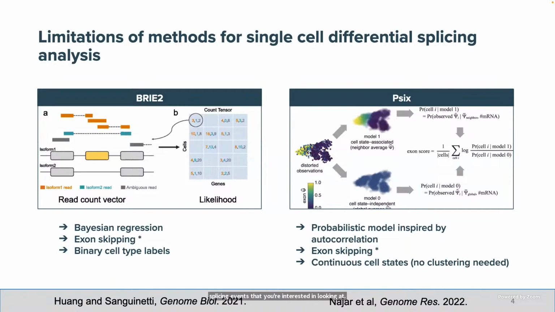Meanwhile, a newer method called SciX, or I think they like to say SIX, is a probabilistic model that's inspired by autocorrelation. Here, rather than requiring pre-annotated cell types, it focuses more on modeling whether an exon will be cell state associated or cell state independent across this more continuous space. So what if we wanted to discover potentially new splicing events, for example, those not annotated in the reference genome? And also, what if we didn't have well-sorted cells with nicely defined marker genes to define those cells in advance?